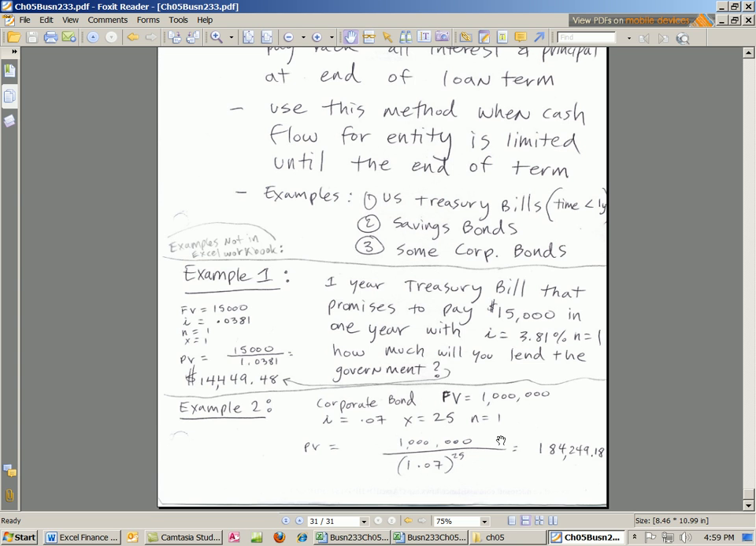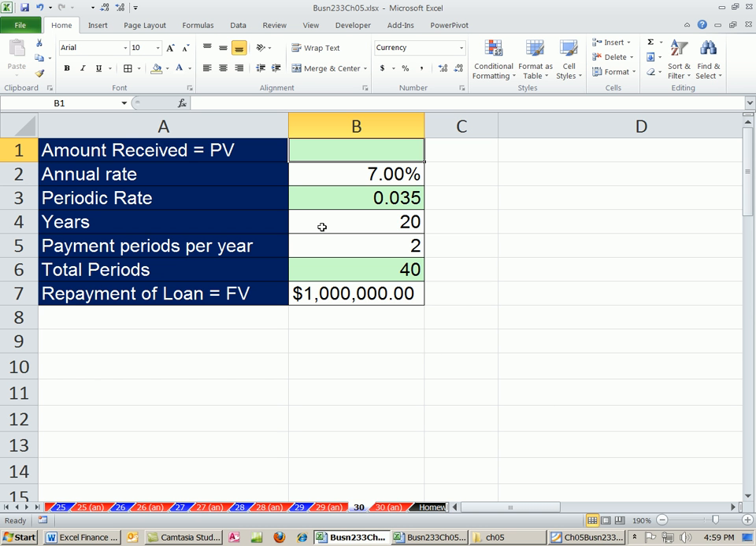For this example, we just say 15,000 divided by 1 plus the interest rate, and this is the amount you would get. Here's another example. If it's 25 years, you simply take the future value amount. That's everything you owe. Discount it back, 1 plus the period rate raised to the number of periods, and you get 184,000. That's hard to see, so let's go over to Excel and see this one.